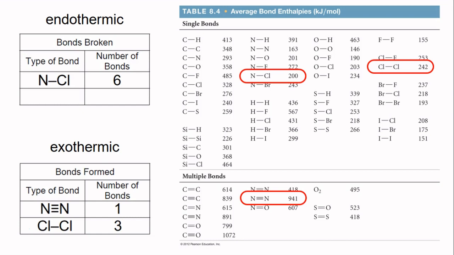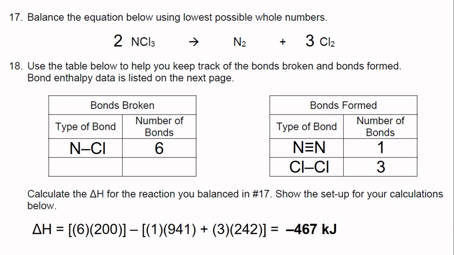The minus is because forming a bond is an exothermic process, so we have to add a negative sign to the value. So 6 times 200 minus 941 plus 3 times 242. So I've done that math. 6 times 200 minus the sum of 941 and 3 times 242. So my delta H for this reaction is negative 467 kilojoules. Bonds broken minus bonds formed.